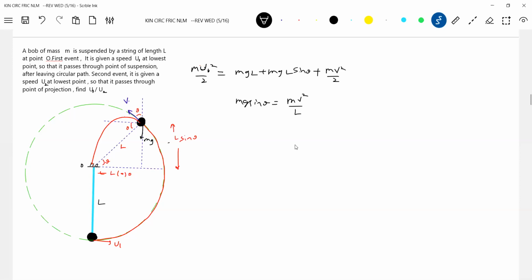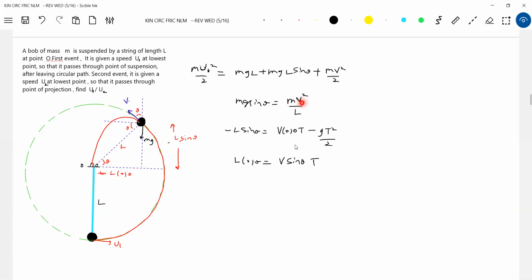But u1 is unknown, no? What to do? You bring in the idea of projectile. So what is the time? Minus L sin theta is equal to v cos theta T minus g T square by 2. Then what is the horizontal range? L cos theta should be equal to v sin theta into T. Solving these two, we'll get the expression for v.